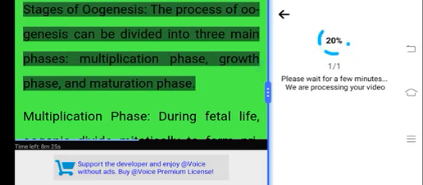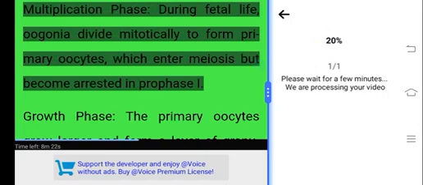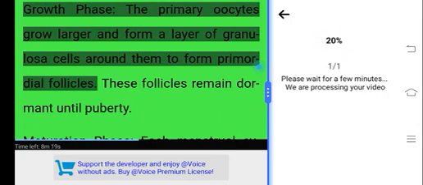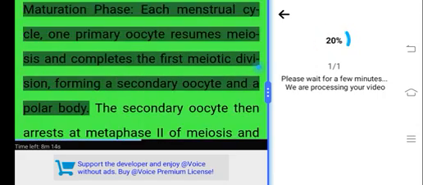Stages of oogenesis. The process of oogenesis can be divided into 3 main phases: multiplication phase, growth phase, and maturation phase. Multiplication phase. During fetal life, oogonia divide mitotically to form primary oocytes, which enter meiosis but become arrested in prophase I. Growth phase. The primary oocytes grow larger and form a layer of granulosa cells around them to form primordial follicles. These follicles remain dormant until puberty.